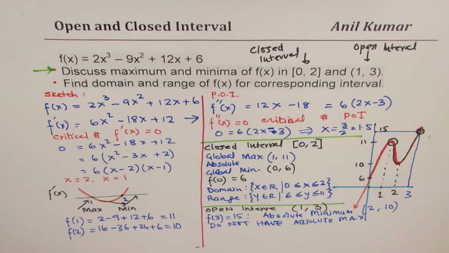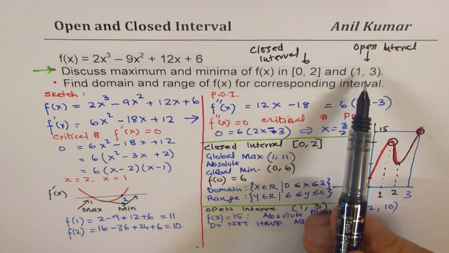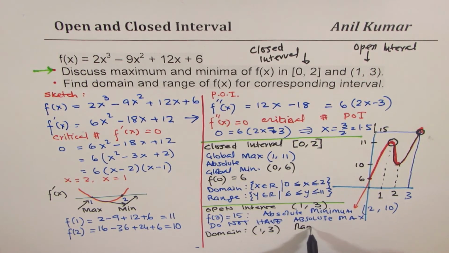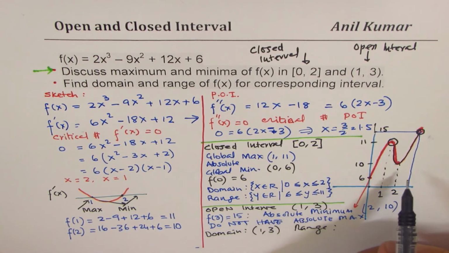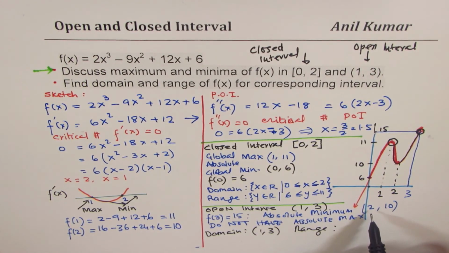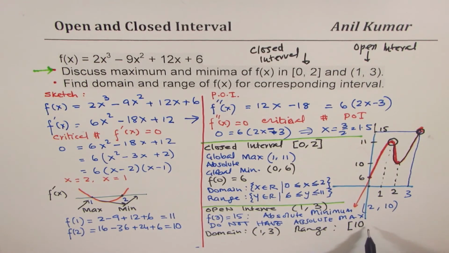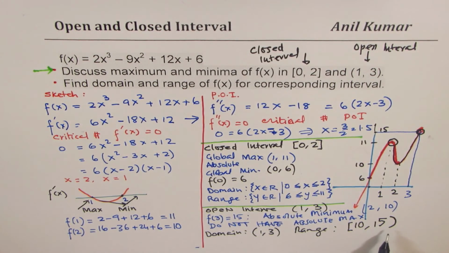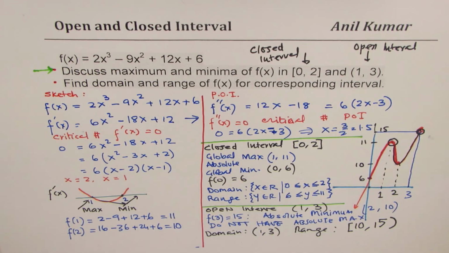And now let's talk about domain and range. Let me write the domain as given. So we have domain as between 1 and 3, of course, both not included. And as far as the range is concerned, what is the range? We know the absolute minimum, which is included, is the value 10, right? So we'll have the lower limit as 10. However, the upper is not included. It approaches 15, not included. So that is how you're going to write it, not the square bracket. Do you understand? So I hope with this, the concept of closed and open interval is clear.